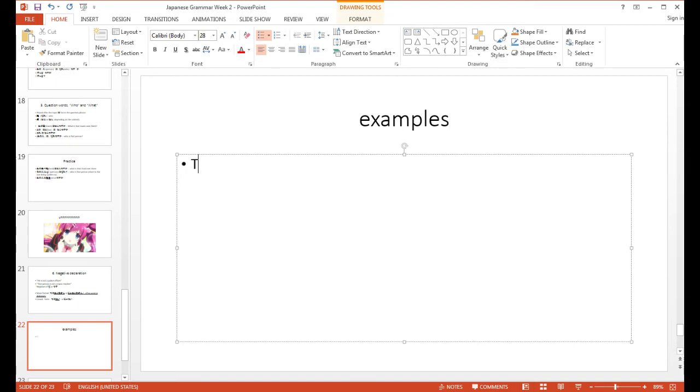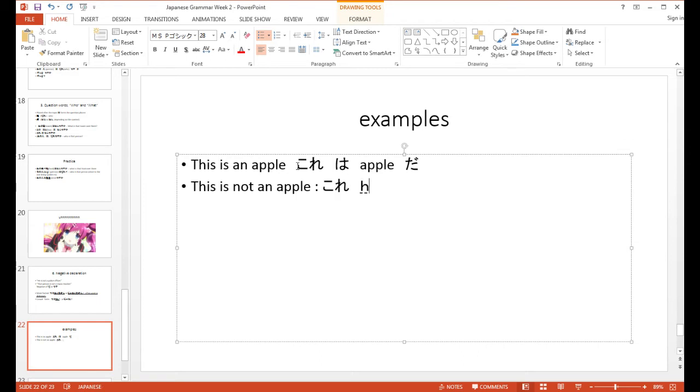Okay. If you want to say this is an apple, you just say kore wa apple desu, or apple da. If you want to say this is not an apple, then it's still kore wa apple. Since da is casual, you want to use the casual form. You could use janai. I'll use janai. I don't like dewanai, honestly. I think janai is used a lot more often, at least from the VNs that I read. So this is the casual one.